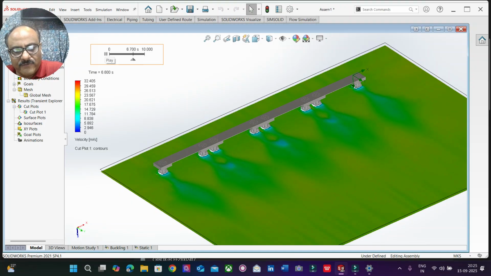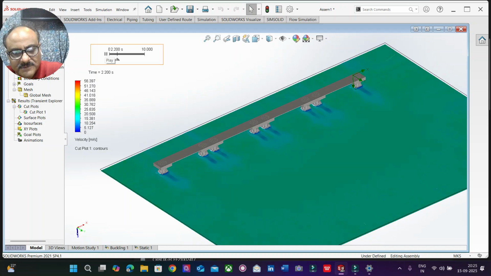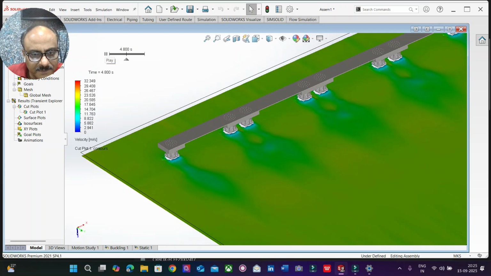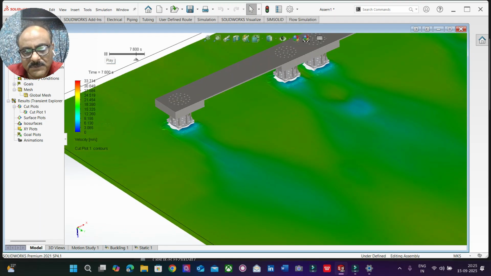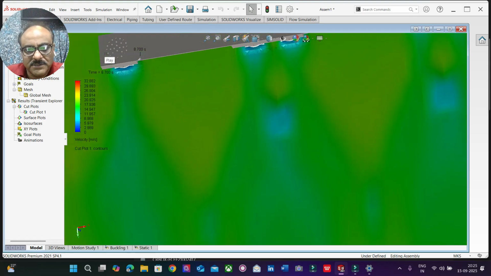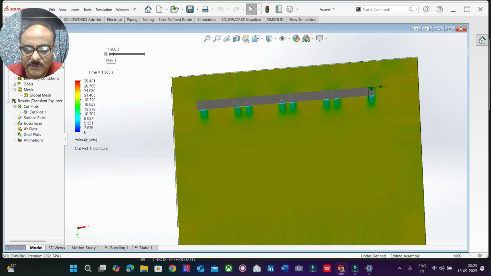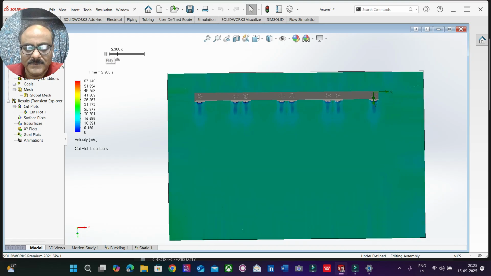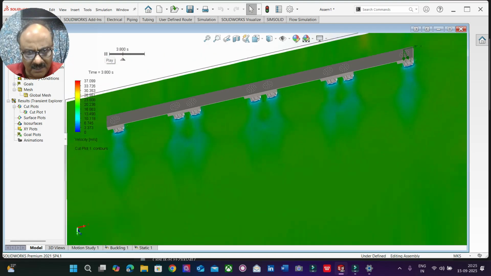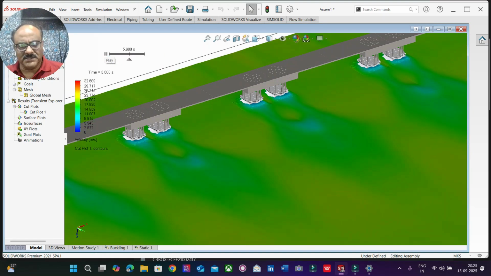So we are able to find, because of that particular hindrance, you can see how the flow is going to occur. Hope you are able to visualize it.